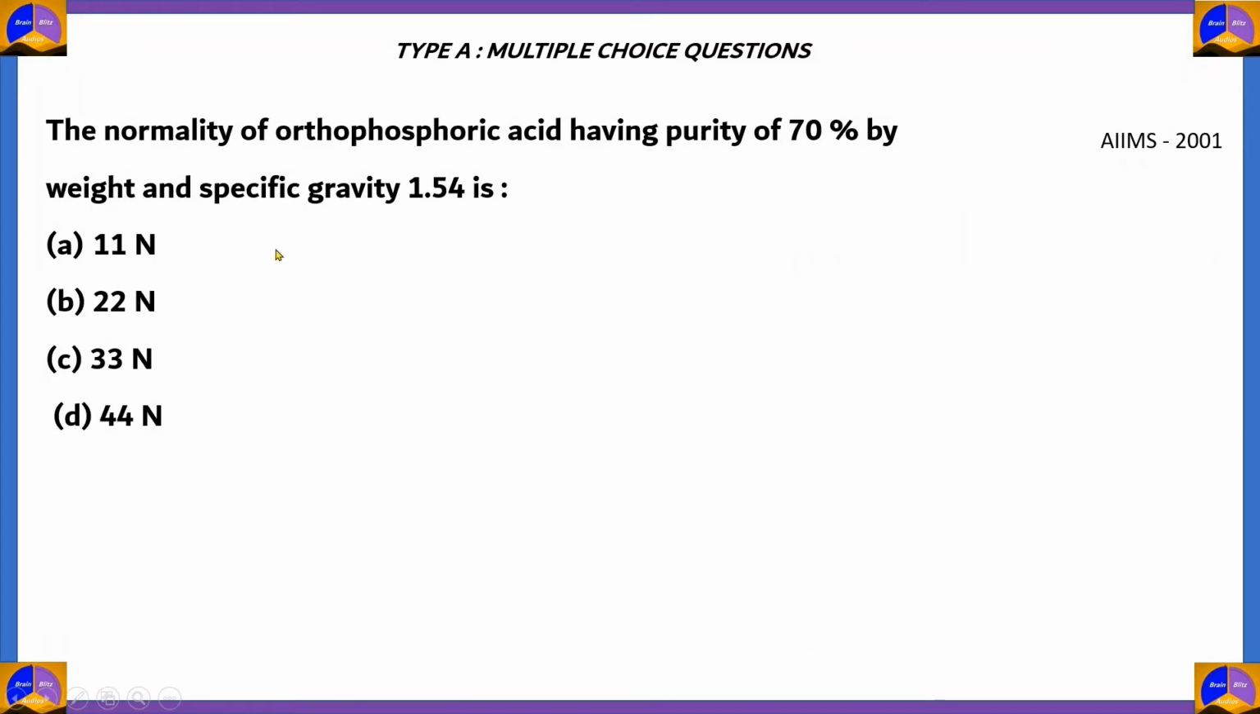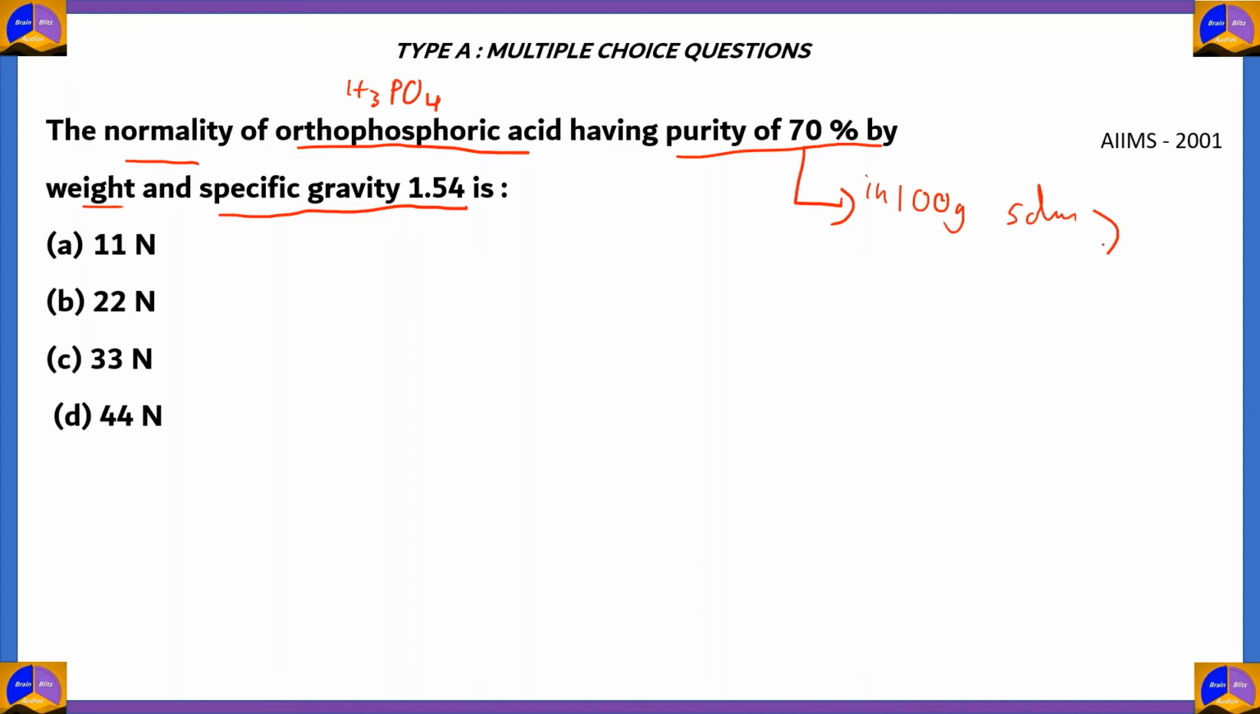Our next question. Over here, we're given the normality of orthophosphoric acid. Orthophosphoric acid means H3PO4, and it has a purity of 70% by weight, and it has specific gravity 1.54. Now we need to find the normality of orthophosphoric acid. 70% by weight refers to the fact that in 100 grams of solution, we will have 70 grams H3PO4.